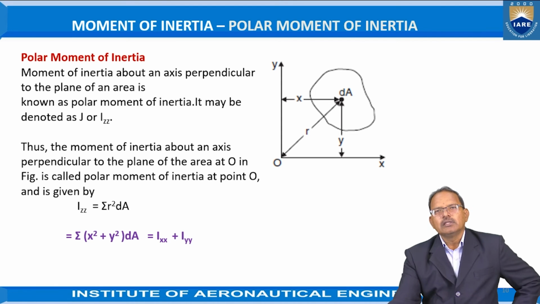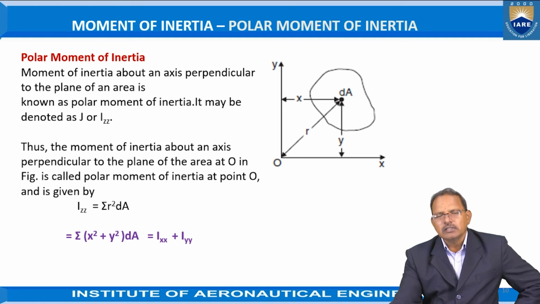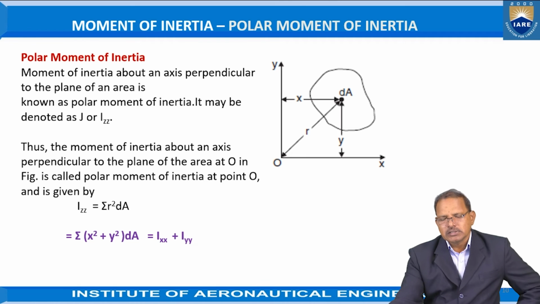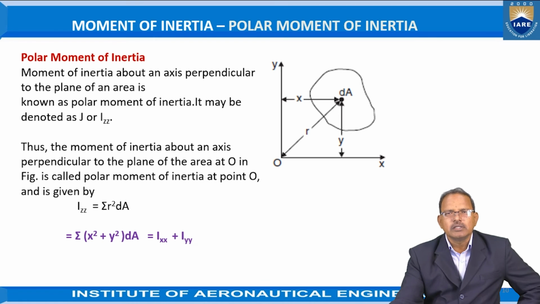According to the perpendicular axis theorem, the polar moment of inertia, that is the moment of inertia about the z-axis, is equal to the sum of the moments of inertia possessed by that same area about the x-axis and y-axis. That means these two axes are perpendicular to each other and pass through the intersection with the z-axis.